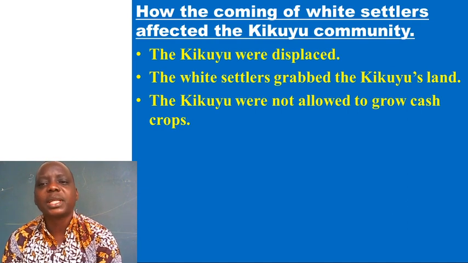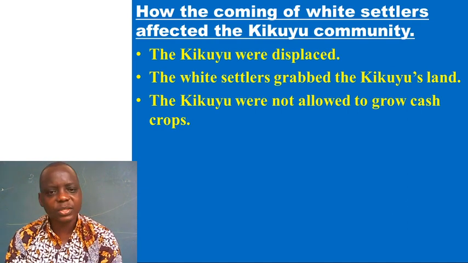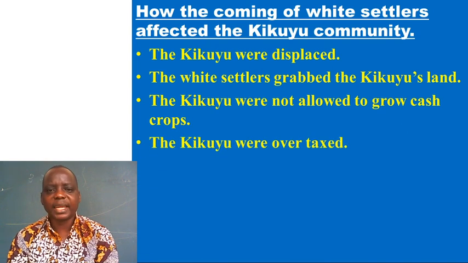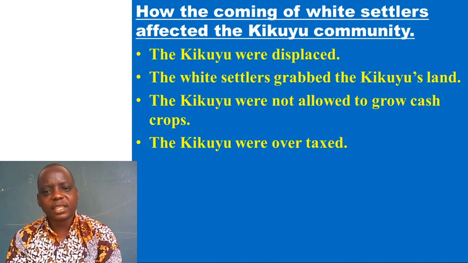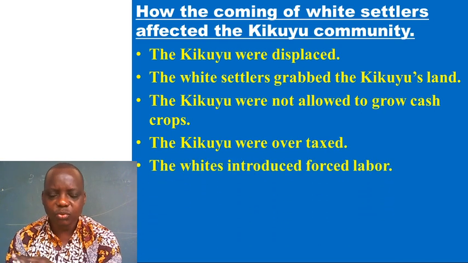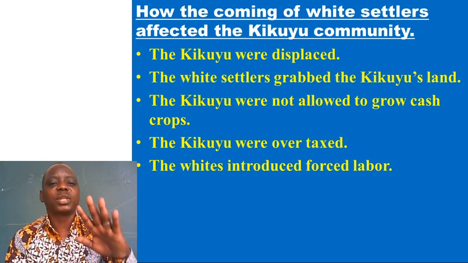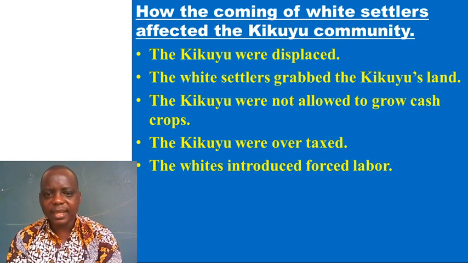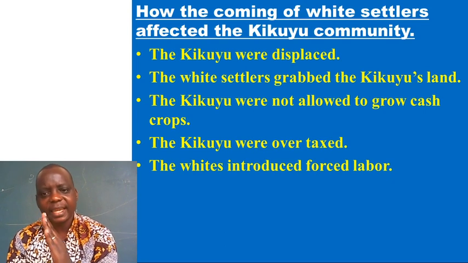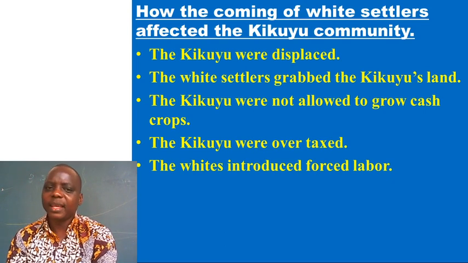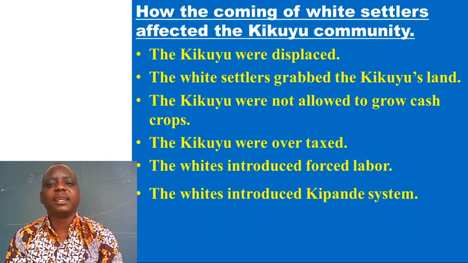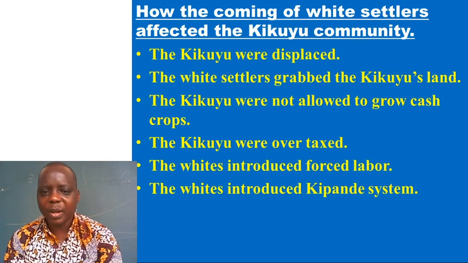The Kikuyu were not allowed to grow cash crops. This was really a disservice. So these people were negatively affected. The Kikuyu were also overtaxed. Next, the whites introduced forced labor. So the Kikuyu became squatters on their land, and then they had to work for the whites. Whether willingly or not, these people were made to work on the white lands, the plantations.